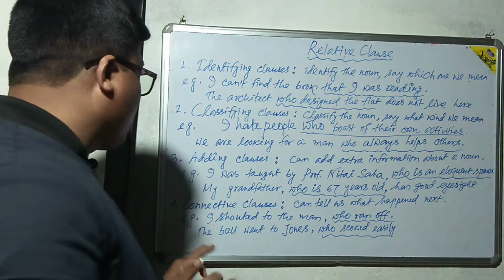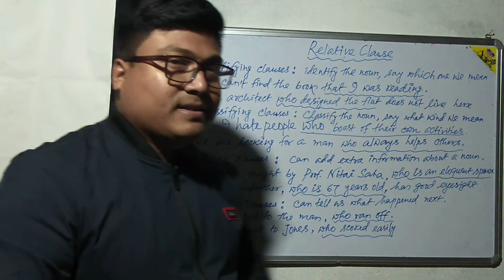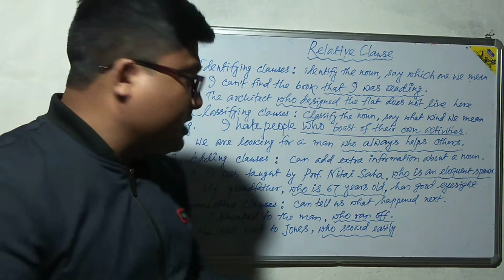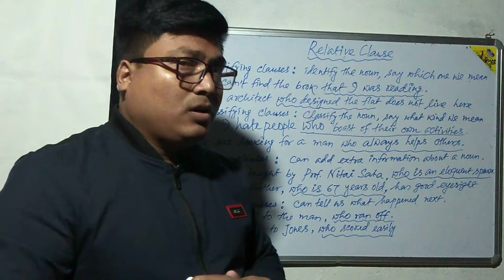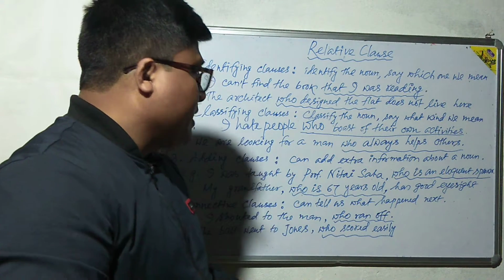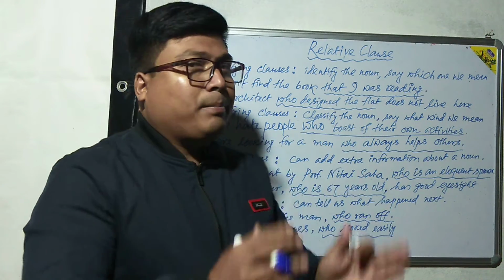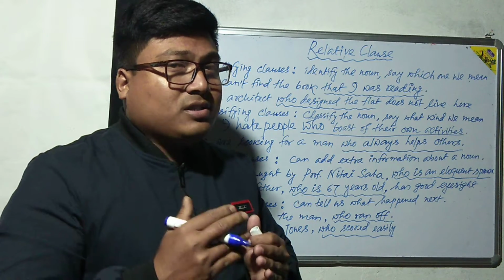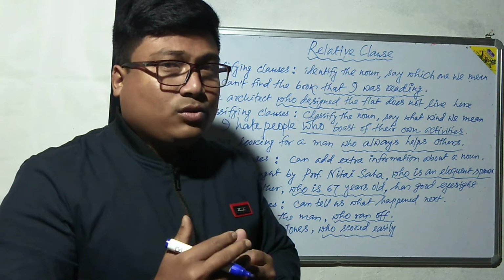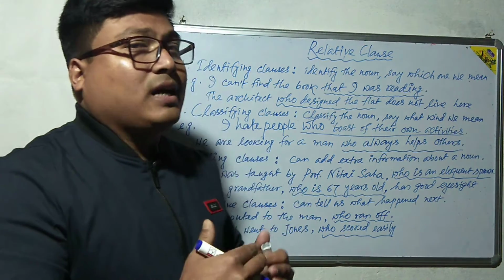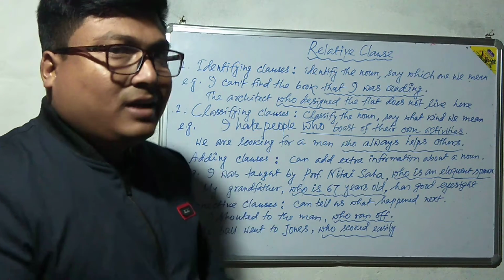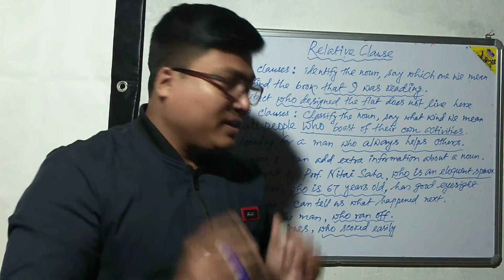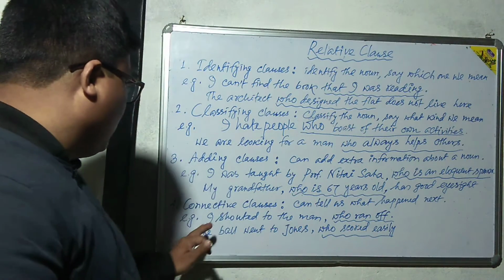Next, the last one is connective clauses. What kind of clause is this? This is also a relative clause. It can tell us what happened next. So this relative clause is used to tell us what happened next. It has a connection with the main clause. Look at the examples.